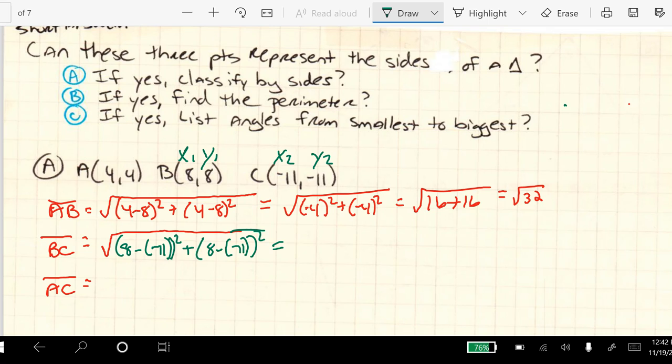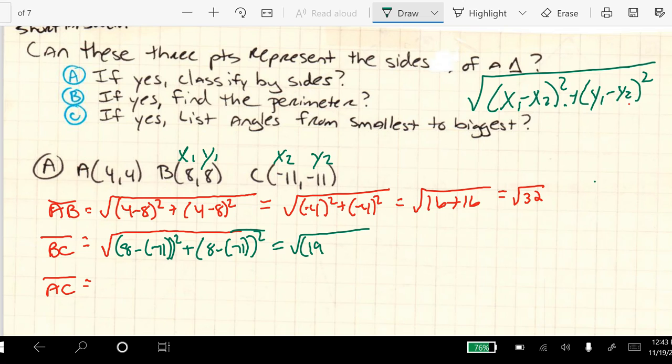Again, the minus is in the formula. That's x1 minus x2. So the minus in the formula does not replace the fact that it's a negative 11. So it's minus a negative 11. Double negatives become addition. This is going to be the square root of 19 squared plus 19 squared. 19 squared is 361, I believe. 361 twice is 722.